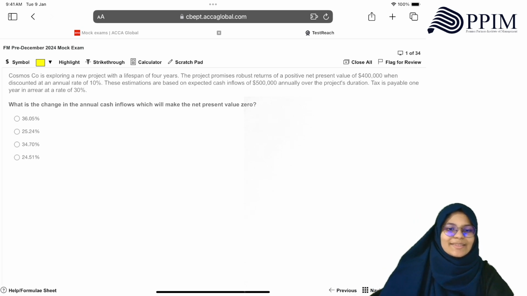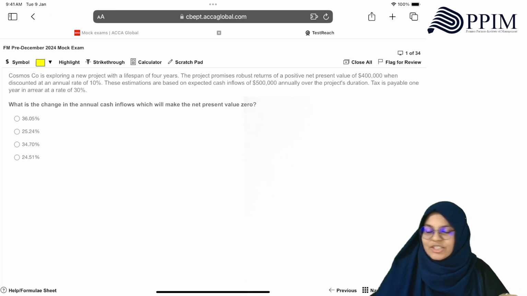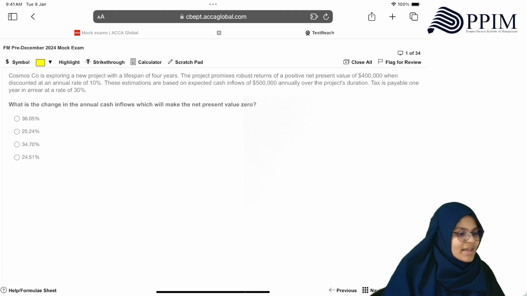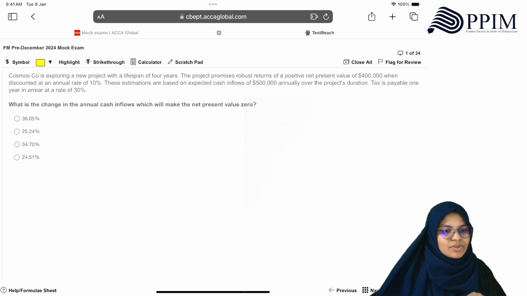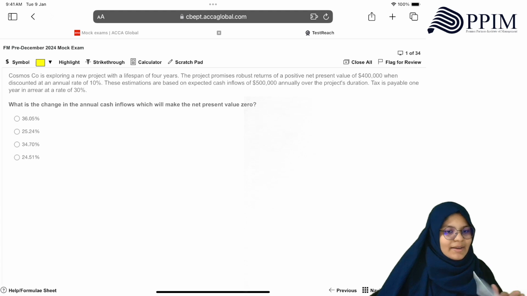So now let's go ahead and start. Okay, so if you look at the first question, this is obviously section A. You will have 15 short questions. The first question is saying Cosmos company is exploring a new project with a lifespan of 4 years. The project promises robust returns of a positive net present value of 400,000 when discounted at an annual rate of 10%.